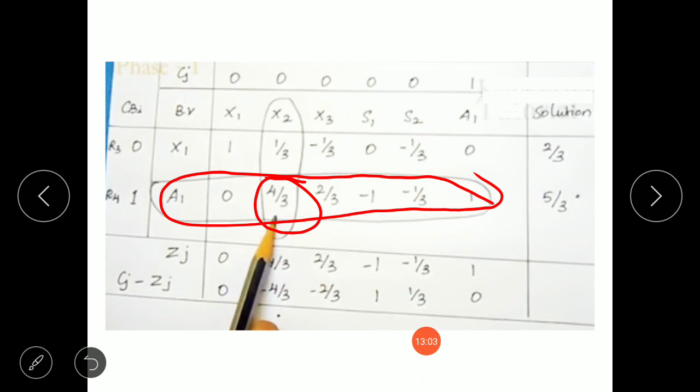From this slide you can conclude that x2 is the entering variable because it is the key column variable, and a1 is the leaving variable because it is the key row variable. Again I am repeating, a1 is the leaving variable as it is the key row variable, and x2 is the entering variable as it is the key column variable. Now we'll make iteration table 2.